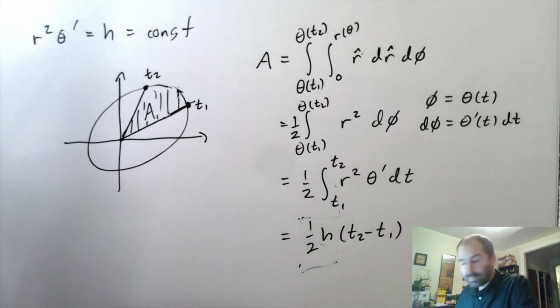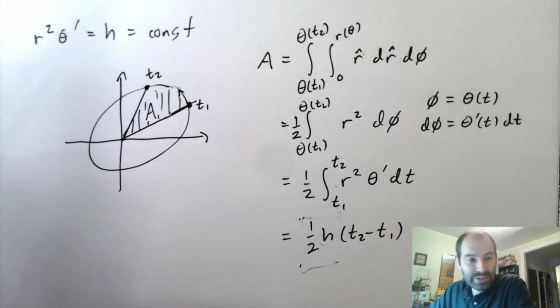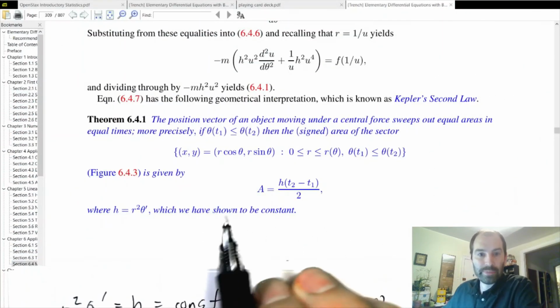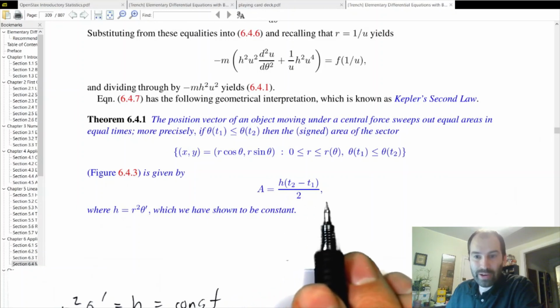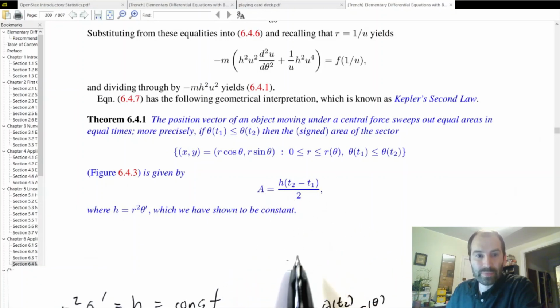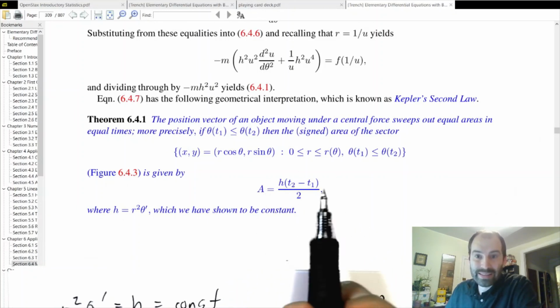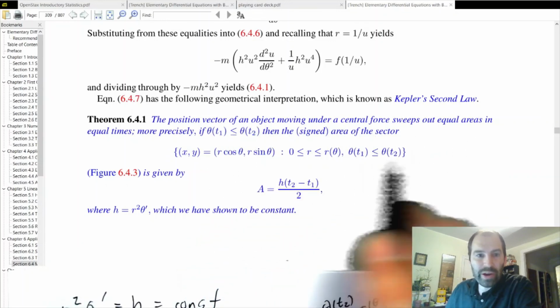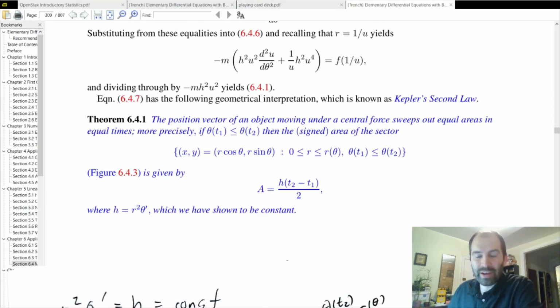So that proves Kepler's second law of planetary motion. The area, and actually that's what they write here in the theorem, is equal to this, and it sweeps out equal areas in equal times. The area only depends on the time difference. All right, so that's it for that video.